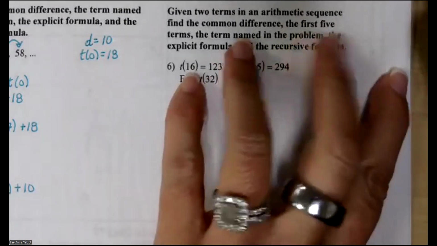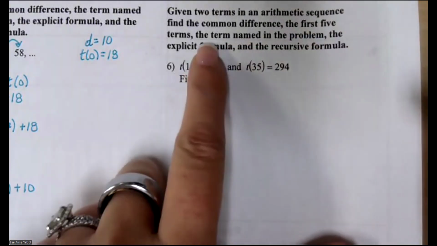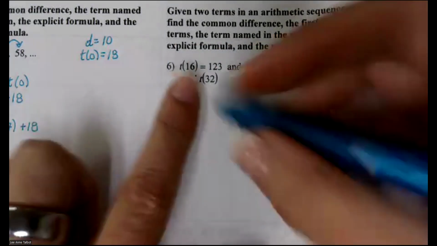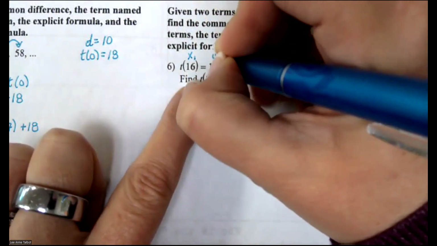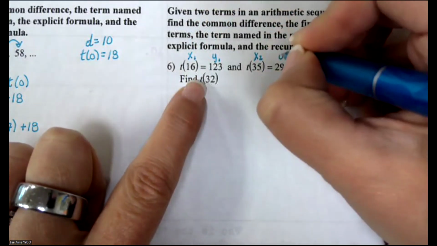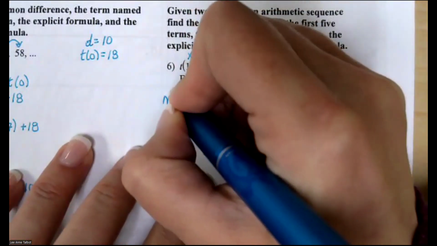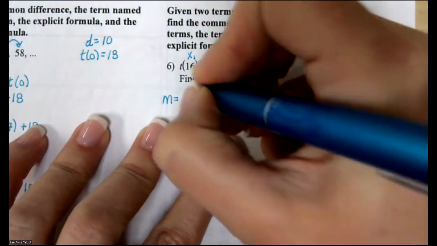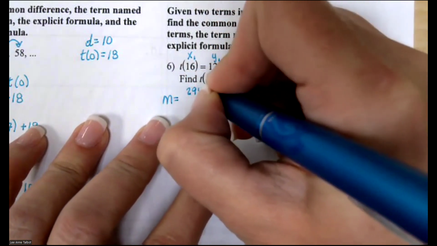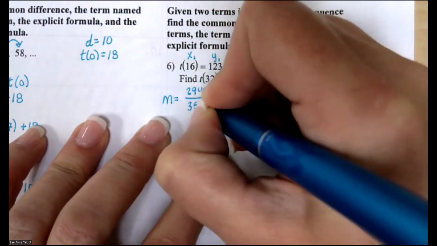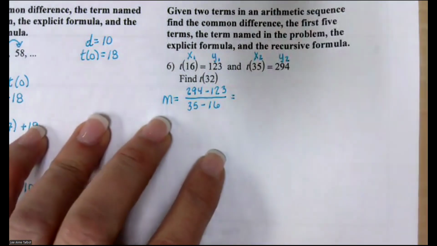Okay, number 6. Given two terms of an arithmetic sequence, find the common difference, first 5 terms, term named in the problem, explicit or recursive. Okay, this is going to take us a minute. So I'm going to go x1, y1, x2, y2. M equals y2 minus y1 over x2 minus x1.